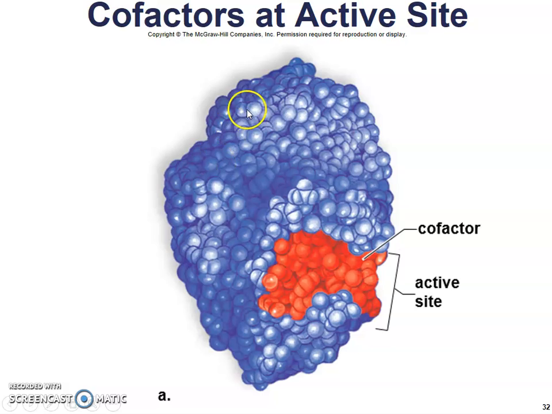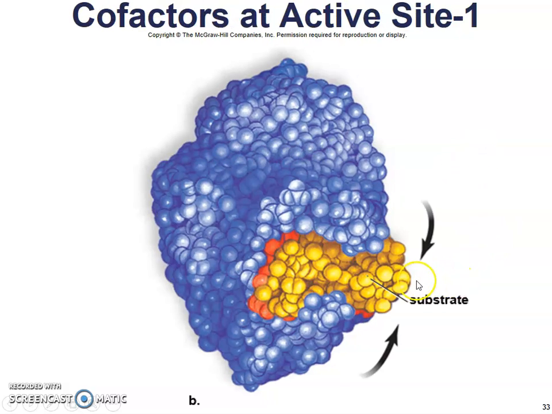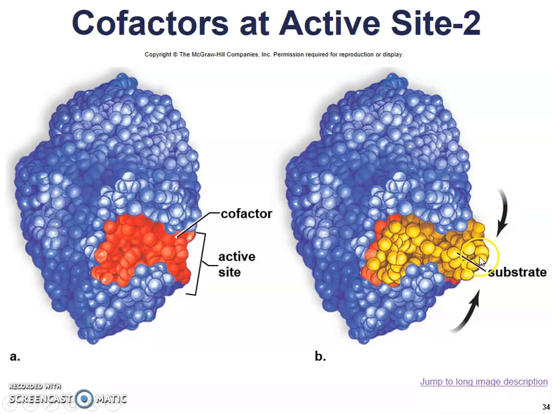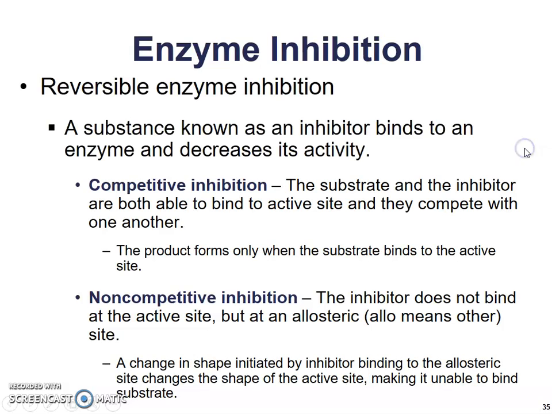Cofactors at the active site. Here we have our enzyme. Here we have the cofactor at the active site. The substrate will bind with that active site. All right, see how it bonded right there.